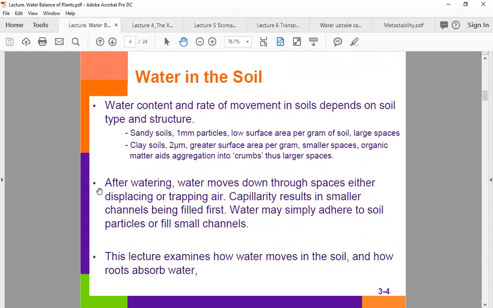Of course, after watering, water moves down through spaces, either displacing or trapping air. The process of capillary action, capillarity, results in the smaller channels being filled first. And of course, there's a lot more of those smaller channels in a clay soil. And based on the properties of water that we're already familiar with, water can adhere to soil particles as well as filling those small channels.